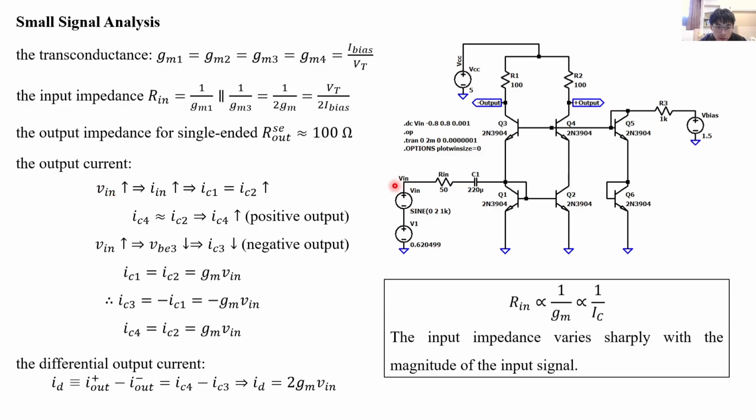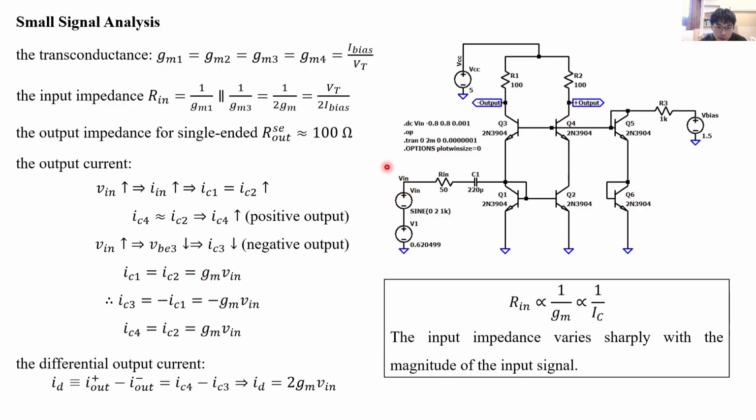Next, we need to calculate the output current. If Vin rises, then the input current increases, and Q1, Q2 is a current mirror, so the collector current of Q2 increases, and Q4 and Q2 is a cascode, so the collector current of Q4 also rises. Then this end is the positive output.